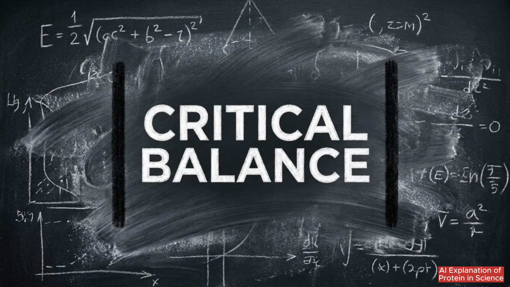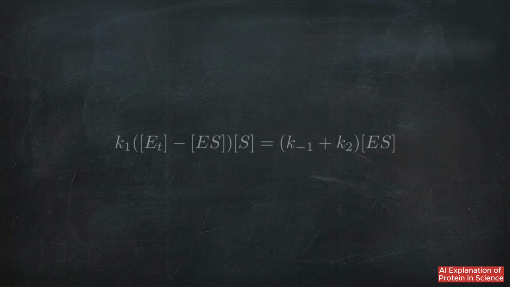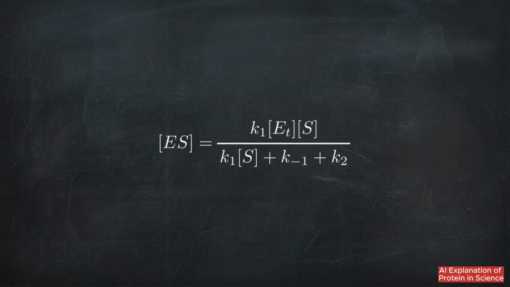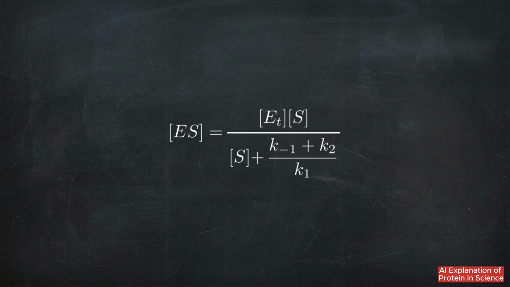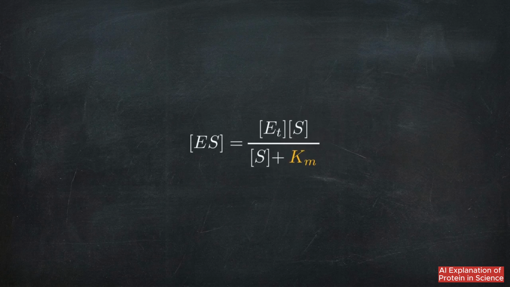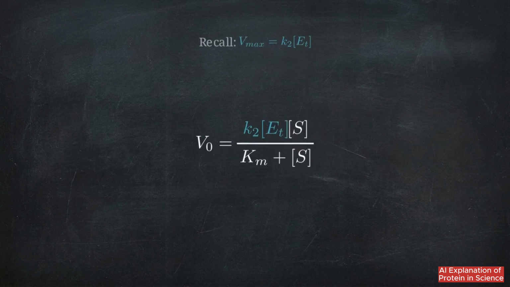Along with G.E. Briggs, Haldane introduced the steady-state assumption. Assume that the rate of ES complex formation is exactly equal to its rate of breakdown. This is the algebraic translation of that assumption, balancing the forward rate constants against the breakdown rate constants. By isolating the ES complex mathematically, unmeasurable variables are substituted with the measurable total enzyme concentration. The separate rate constants bundle together into a single term, the Michaelis constant, or Km. Substitute this back into the initial velocity equation, and we arrive at the final Michaelis-Menten equation.